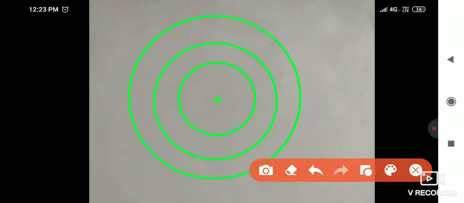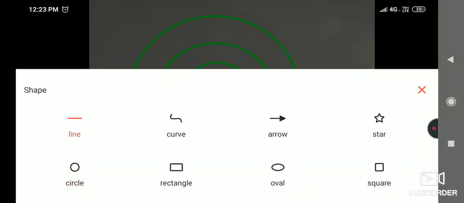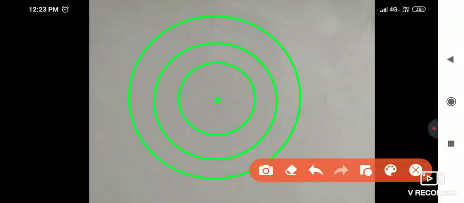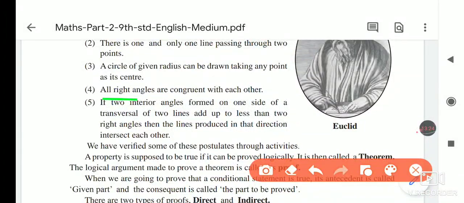Suppose this is the center of the circle, but we can draw different circles with different radii. I have drawn here 3 circles with different radii. So that is our third postulate, that from a center of the circle we can take any radius and draw the circle. This is our third: a circle of given radius can be drawn by taking any point as its center.